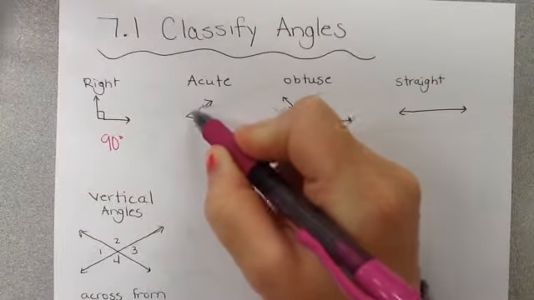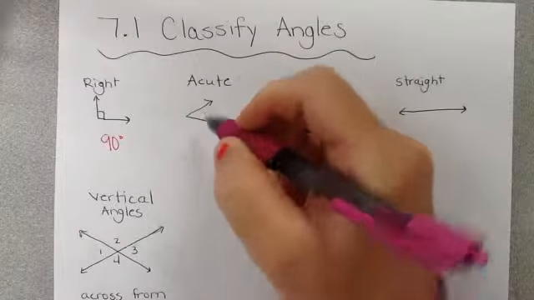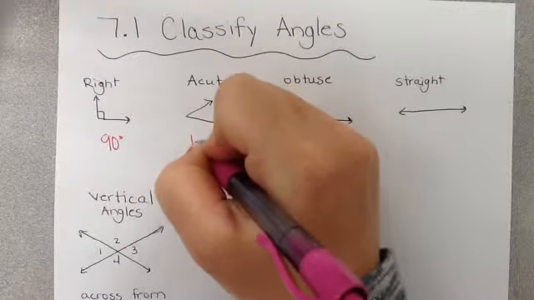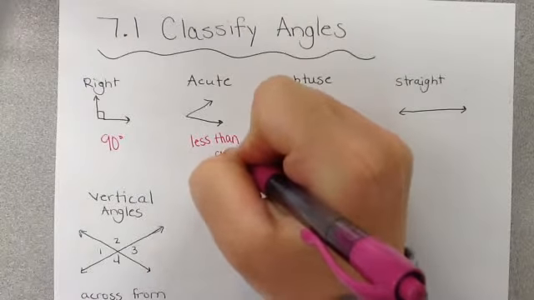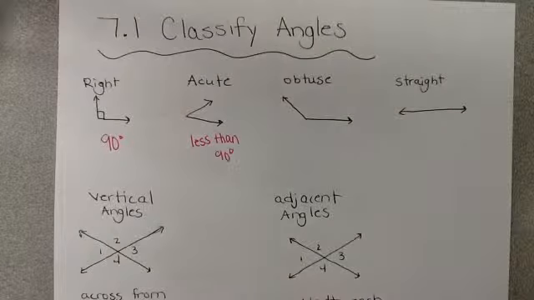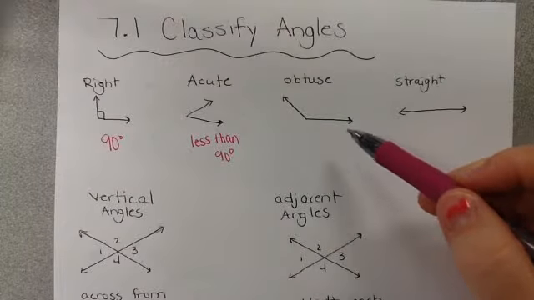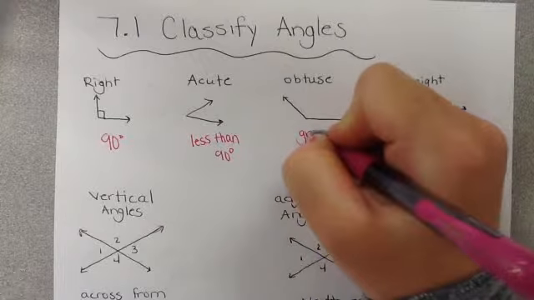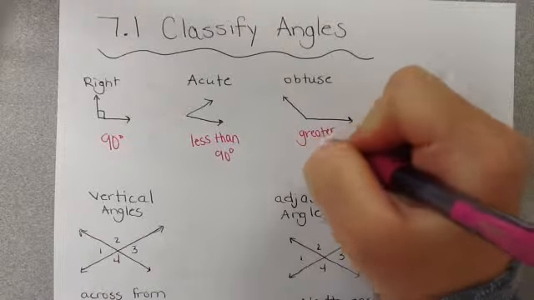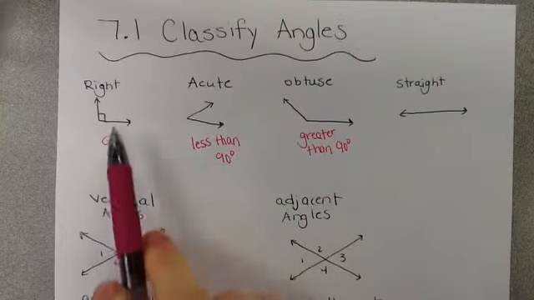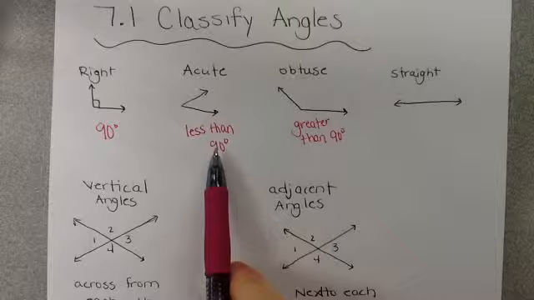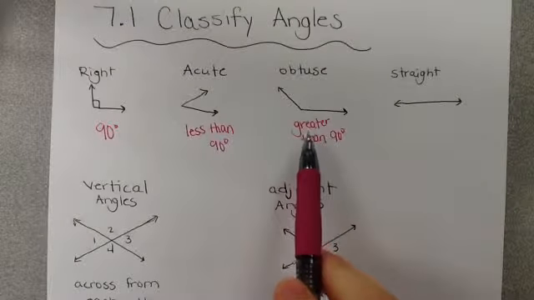Acute angles. These are just the little small ones. These are less than 90. So those are the really tiny angles. They are less than 90 degrees, acute. The next one is obtuse. Obtuse is greater than 90. So right is exactly 90. Acute is less than 90. Obtuse is greater than 90.